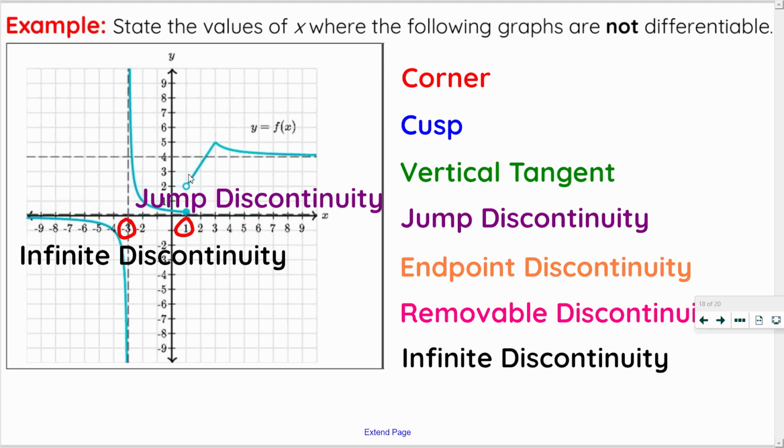And then the other place where I see it's not differentiable is right here at 3, and I can see I have a linear function on one side and a curve on the other. So this is where two piecewise functions meet. So it is continuous, but it is not differentiable because I have a corner. Okay, one last example here.